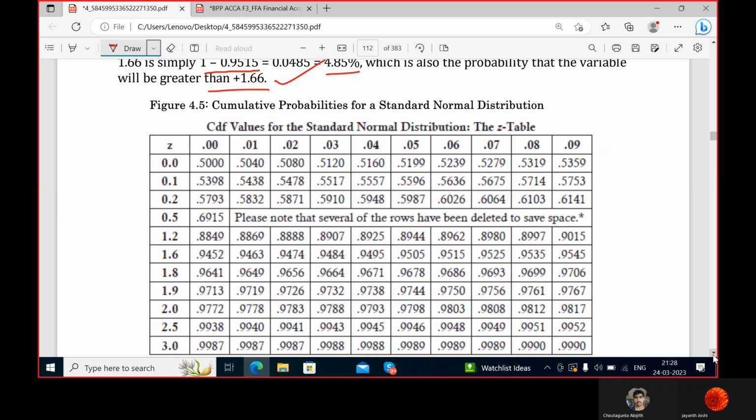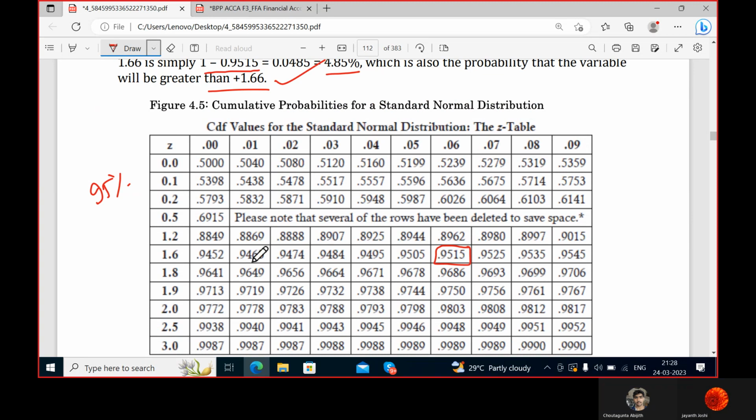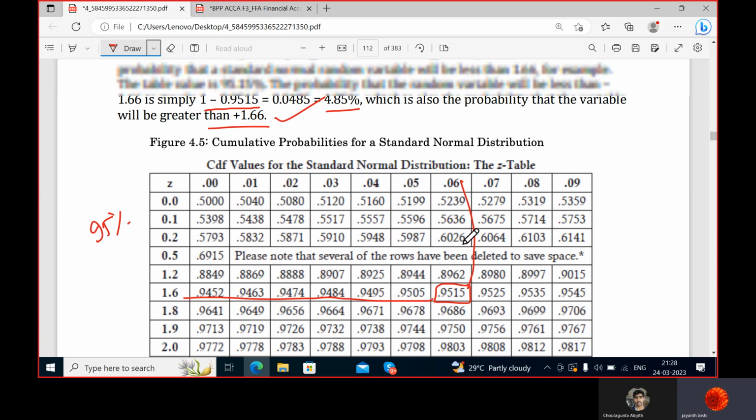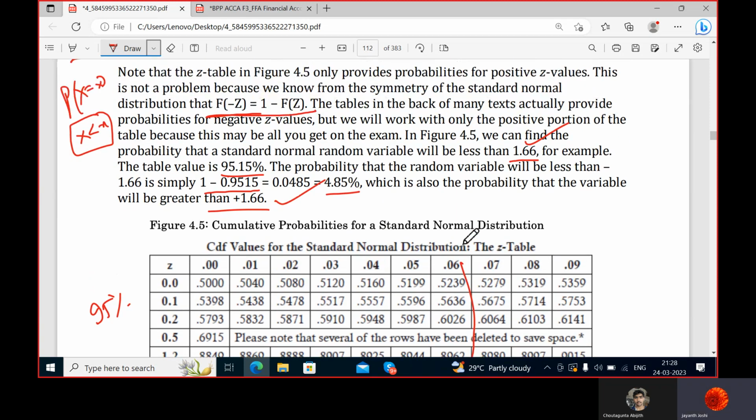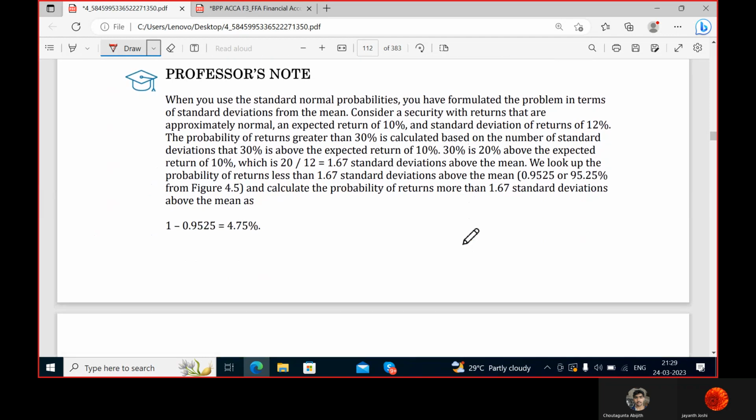So this is one z value or z score you got, and you already know the z score we were getting was 1.65 for a 95% confidence interval. Here they have got 1.66. So 1.66 is 0.9515, correct? You see from here and here. So this is the probability, less than 1.66. We have found this one. Let's move forward.